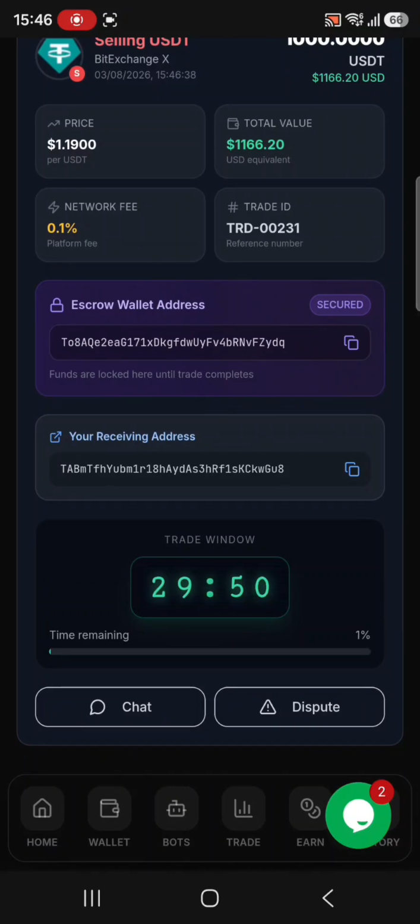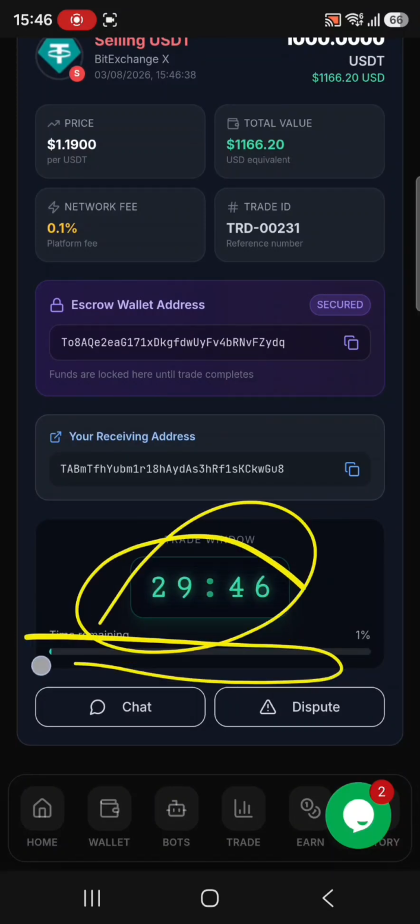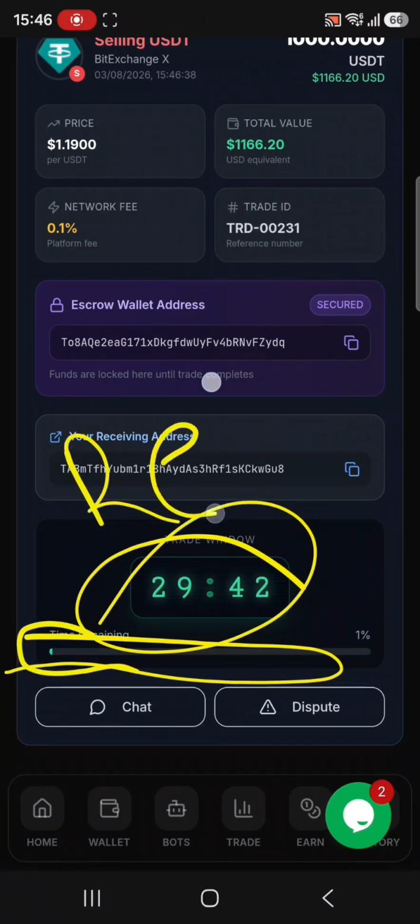We wait for around 30 minutes, then you will get a green button that tells you to release. You click on release and you release your assets. If you want, you can watch my pinned video and learn more about how to trade crypto arbitrage. So that's how you trade crypto arbitrage manually, receiving in your internal wallet.